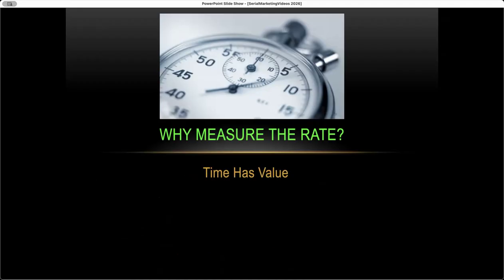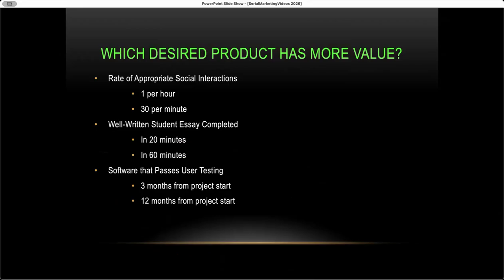Why measure the rate? Because time has value. Which desired product has more value? Rate of appropriate social interactions, 1 per hour or 30 per minute. Well-written student essay completed in 20 minutes or 60 minutes. Software that passes user testing 3 months from project start or 12 months.